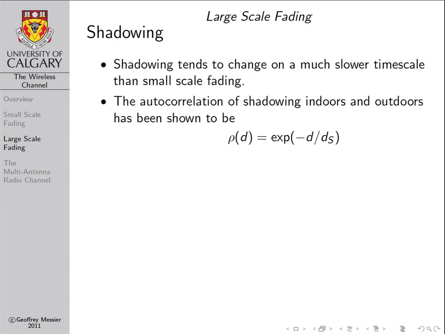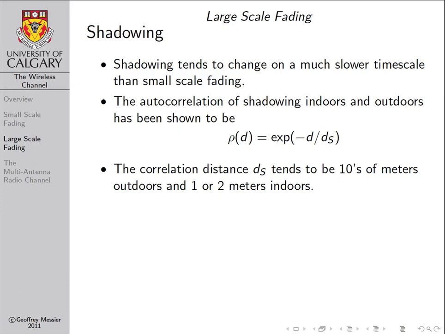Shadowing is just a stochastic process. It's a random factor that changes with distance, or equivalently with time. The autocorrelation of shadowing, when you express it in terms of distance, has been shown to follow an exponentially decaying model, and that's the equation I've given here. This exponentially decaying autocorrelation for shadowing holds pretty well both for indoor environments and outdoor environments.